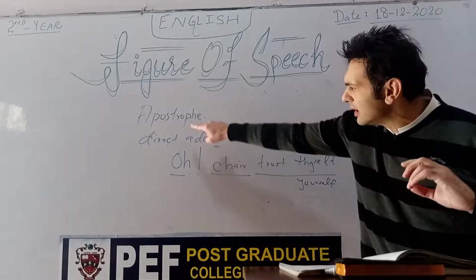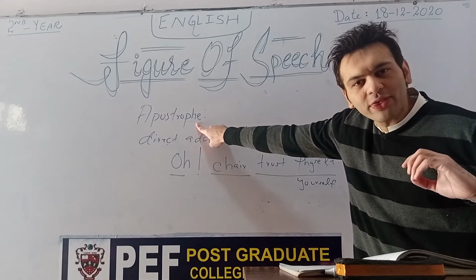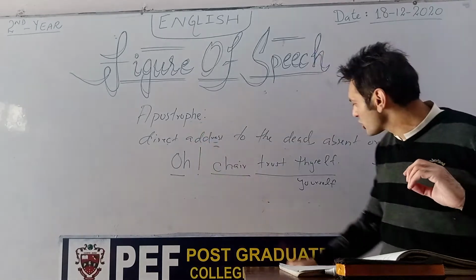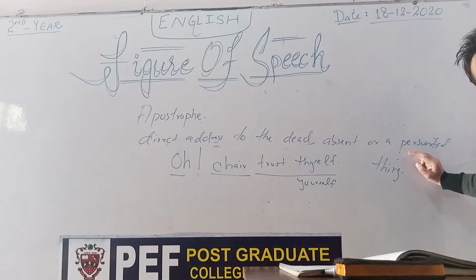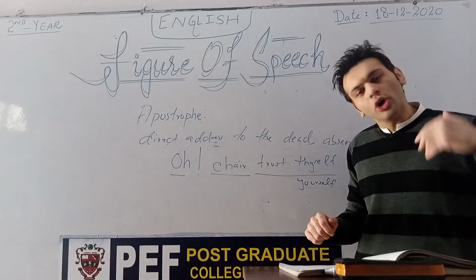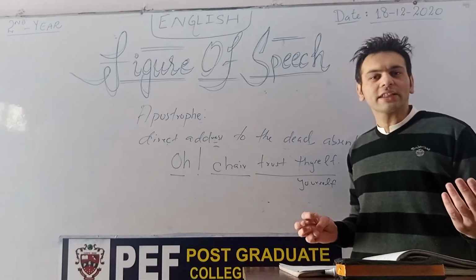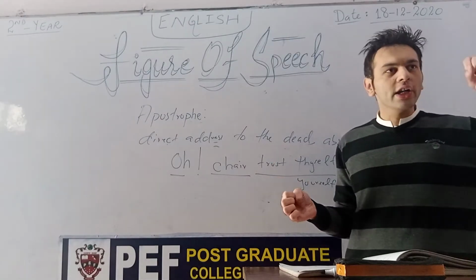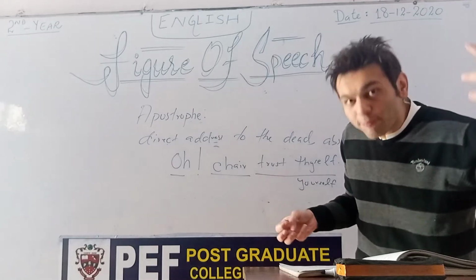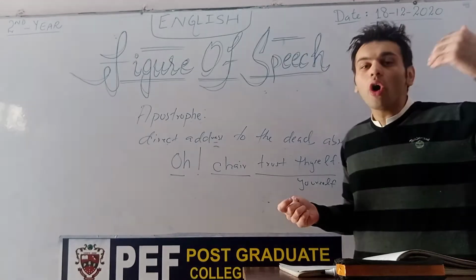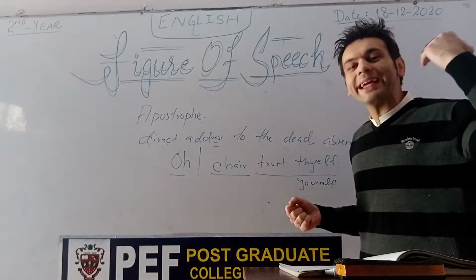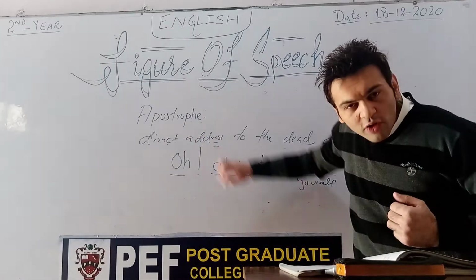तो इसका क्या मतलब है? I am using a figure of speech, and that figure of speech is apostrophe, personified object. अब एक शख्स मौजूद ना हो, उसको भी आप एड्रेस कर सकते हैं. For example, if somebody is not around and you address him in his absence, so that is also one of the typical examples of apostrophe.